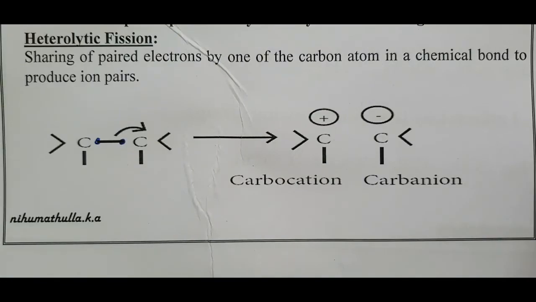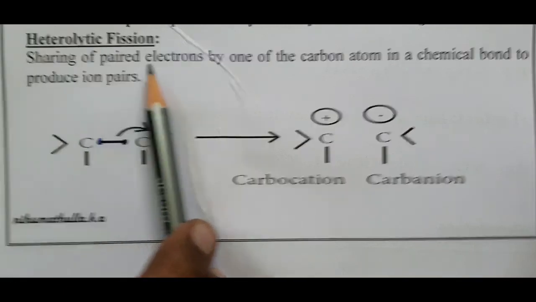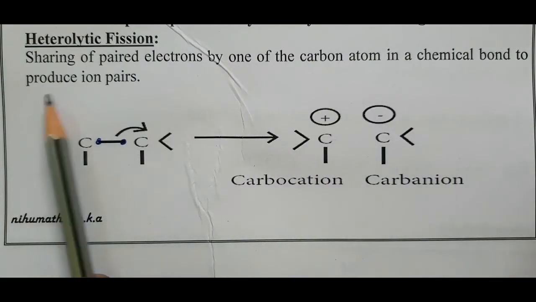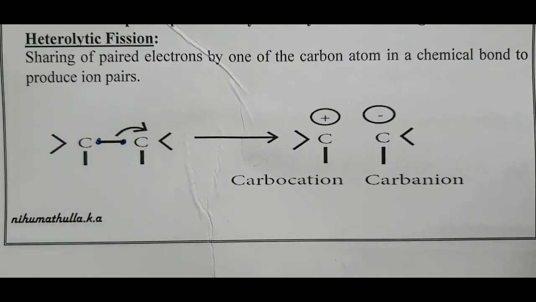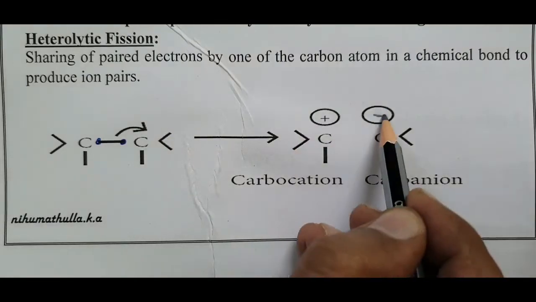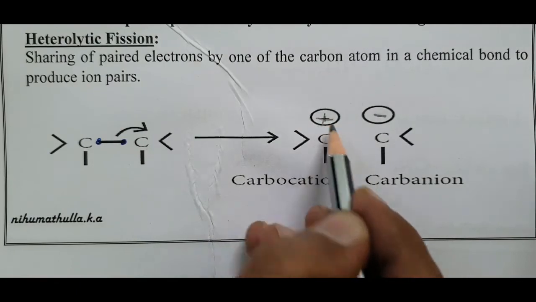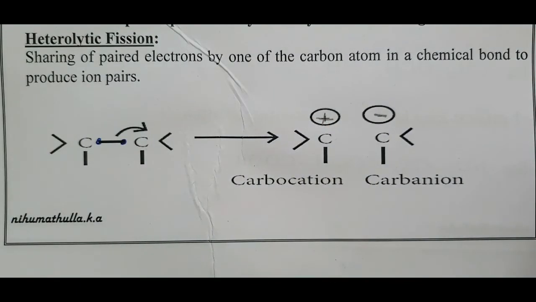What is meant by heterolytic fission? Taking of the paired electrons by one of the carbon atoms in a chemical bond to produce ion pairs. A single bond containing 2 electrons is a covalent bond. One carbon atom takes a pair of electrons from the bond, thereby it gets negatively charged, and loss of electrons by the other carbon atom is indicated by a positive sign. This is heterolytic fission.